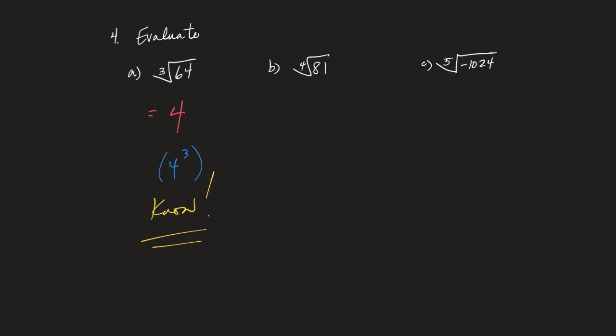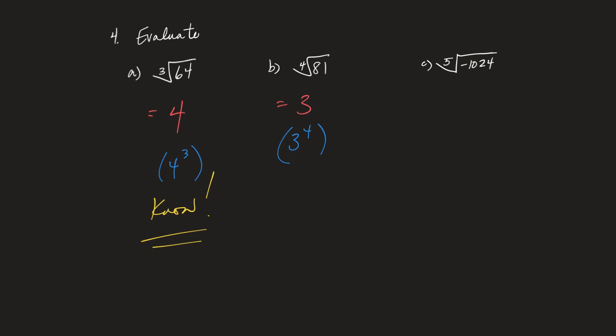Okay, let's take a look at B. We've got the 4th root of 81. Well, the first thing is, I would expect you to know that one as well. We should know that one because you know that 3 to the 4th is 81. So when it says find 4 things multiplied together that give you 81, 3 should be our answer.